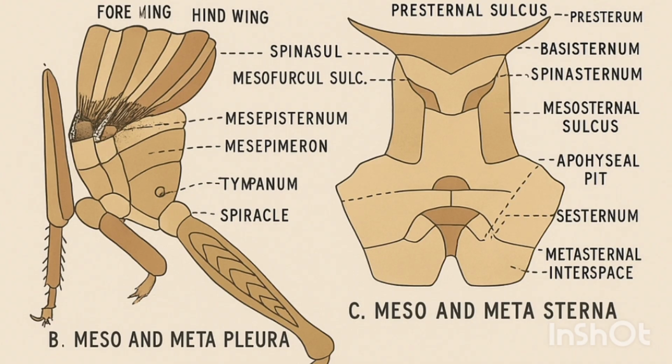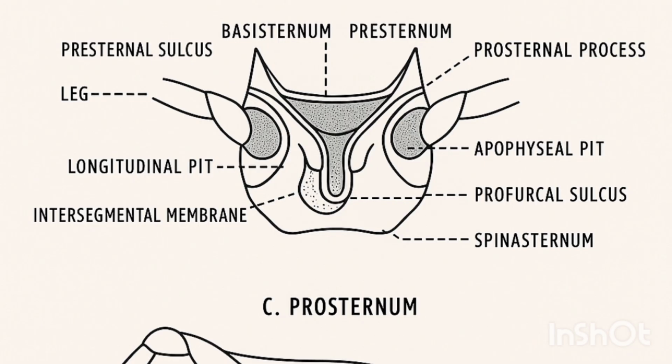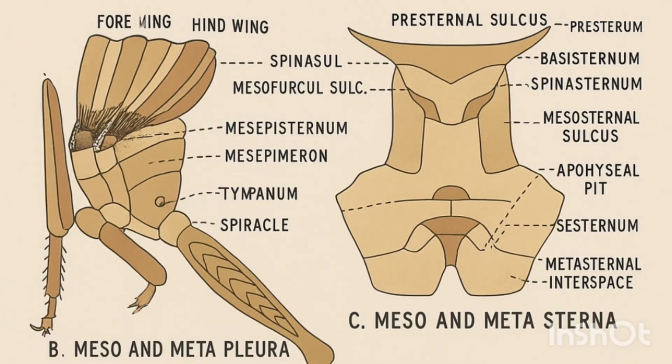Spinasternum: essentially a posterior portion or spine-bearing part of the prosternum. Some species have a spined posterior sternum. The exact shape and presence of spines is a taxonomic trait in many orthopterans.